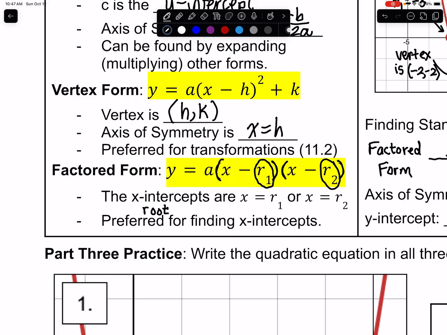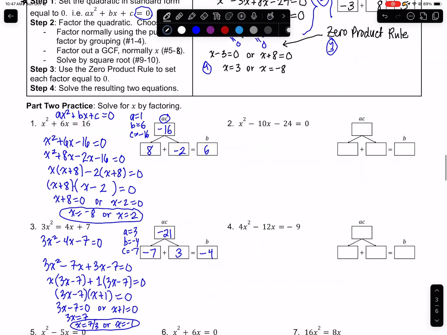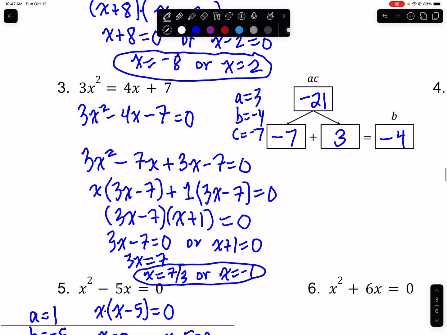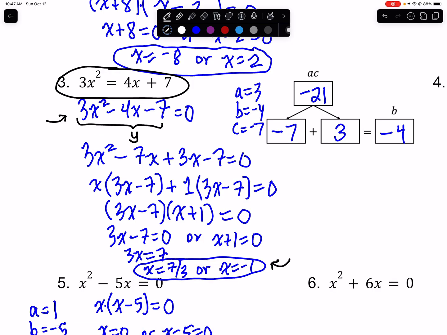Now, this factored form is really good for finding x-intercepts, which, remember, are the same thing as solutions. So when we're solving by factoring, factored form is essential. And we've already done this today. We've been looking at quadratics. Set them equal to 0. So this is y, right? And then we've just been factoring. And once you solve it, those are your solutions.